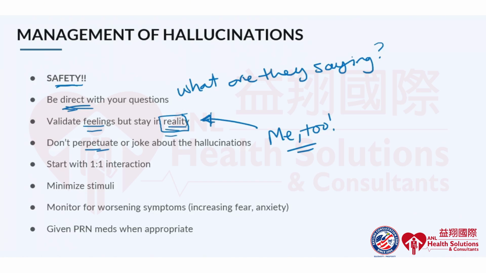When you start interacting with them, we always start with one-on-one interaction, and we want to minimize stimuli. That kind of prevents them from getting overwhelmed. And then you can progress to more complex tasks. You can progress to group interactions, but you always want to start slow just to keep them from being overwhelmed. Then you want to always monitor for worsening symptoms like increasing fear and anxiety, and then you can always give PRN meds if appropriate.